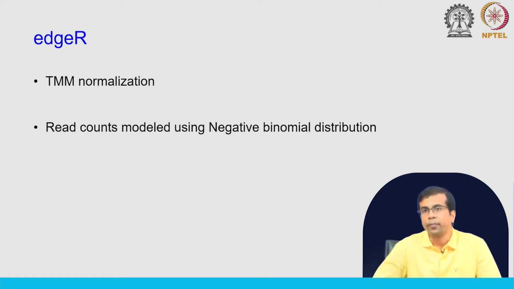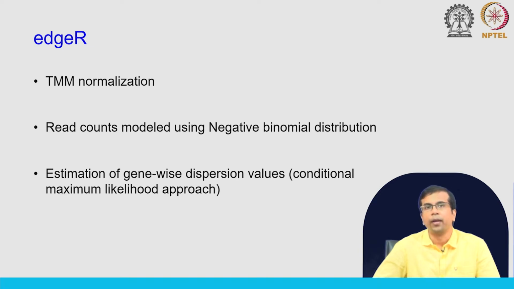So, this is the normalization that is used by edgeR. edgeR is also a parametric model, right. So, it uses the negative binomial distribution. Read counts are modeled using this negative binomial distribution, and it also uses a conditional maximum likelihood approach to estimate gene wise dispersion values, right. So, you see the similarity with the other tool DESeq2, right, but of course, there are some differences.